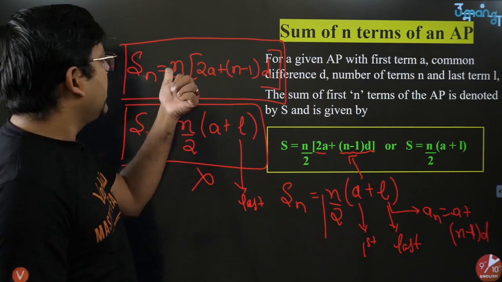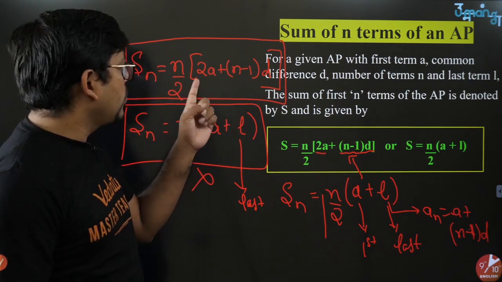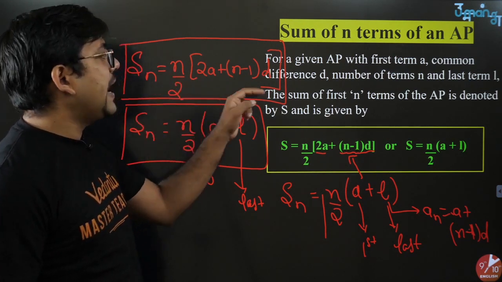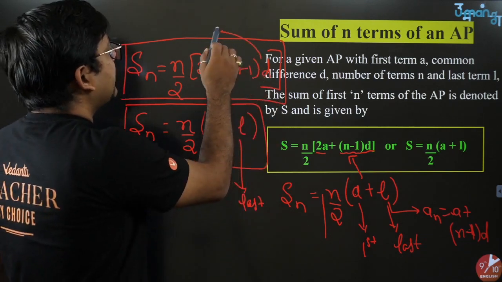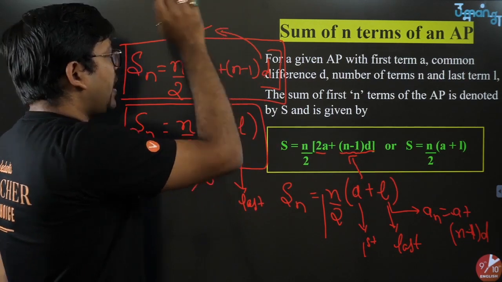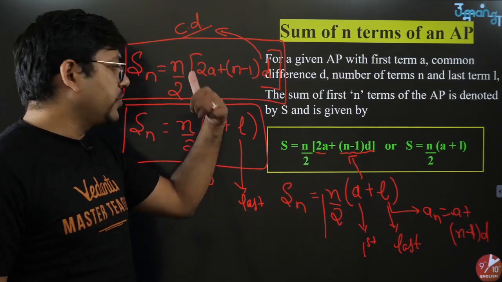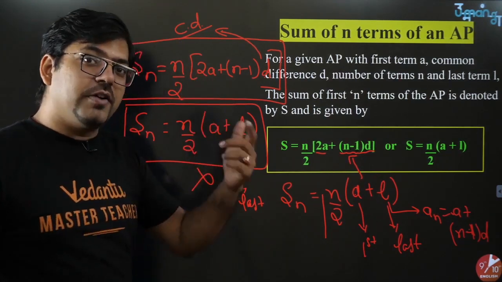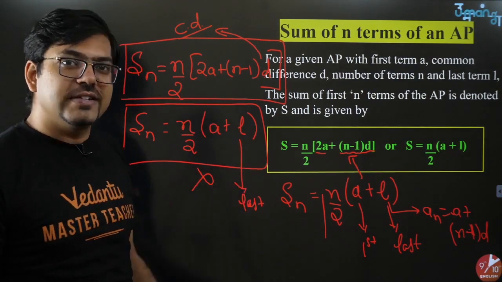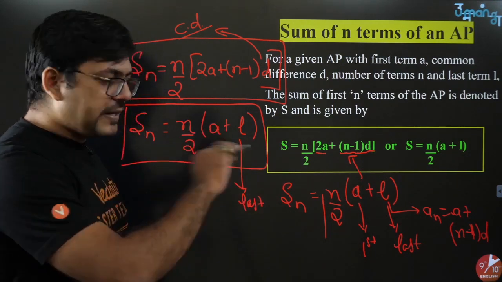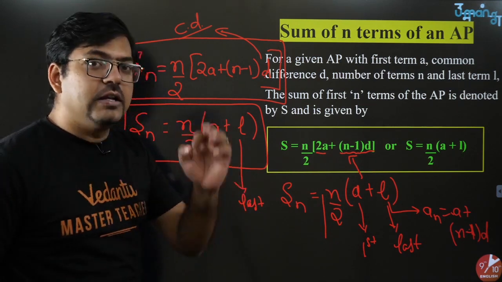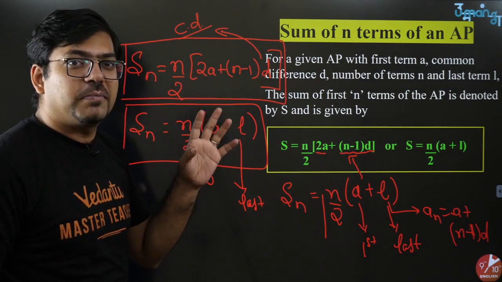The first formula you will use whenever you have the first term, the number of terms, and the common difference. Here the important factor is the common difference. If you have the common difference, you should use the first formula. If you don't have the common difference but you have the last term, you should use the second formula. The second formula is an easier version. Just write it down somewhere in your copy, and we will learn how to implement these formulas in the questions.